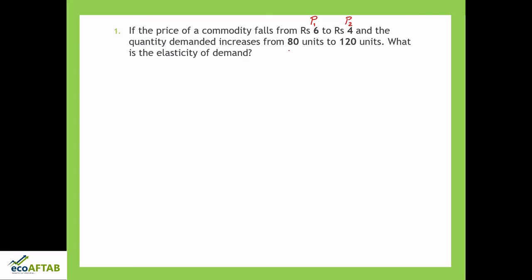What was the quantity demanded? It was Q1, 80 units, and now what is the new quantity demanded? That is 120, Q2. So, based on this we will try to solve the problem. So, elasticity of demand, the formula is delta Q divided by delta P into P by Q.